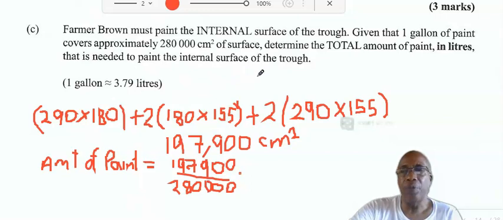But we have to find it in liters. And you're told that 1 gallon equals 3.79 liters. So all we need to do now is to multiply the answer by 3.79.